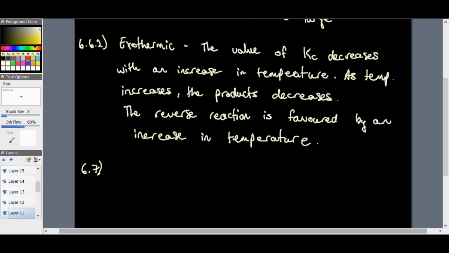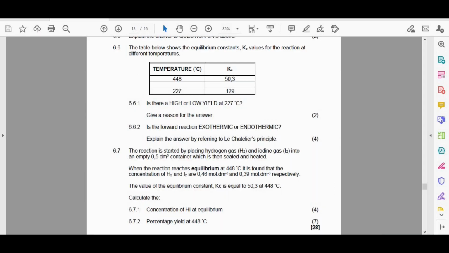I think 6.7 was calculate the concentration of hydrogen iodide at equilibrium. But let's just first read this little bit here. The reaction is started by placing hydrogen gas and iodine gas into an empty 0.5 decimeter cubed container, which is then sealed and heated. When the reaction reaches equilibrium at 448 degrees Celsius, it is found that the concentration of hydrogen and iodine are 0.46 mole per decimeter cubed and 0.39 mole per decimeter cubed, respectively. The value of the equilibrium constant is equal to 50.3 at 448 degrees Celsius.